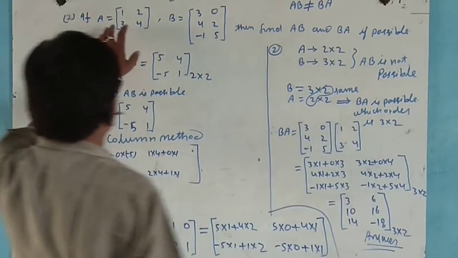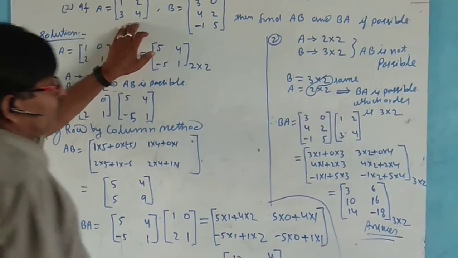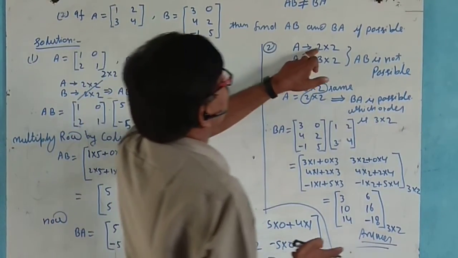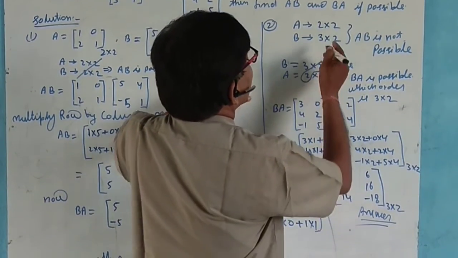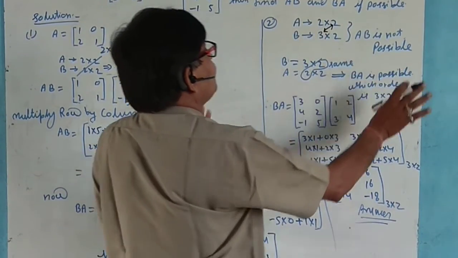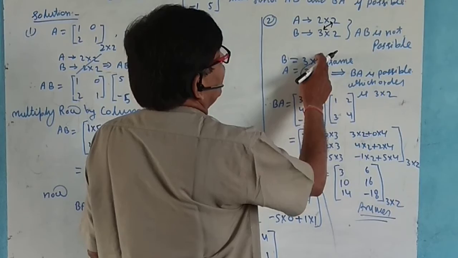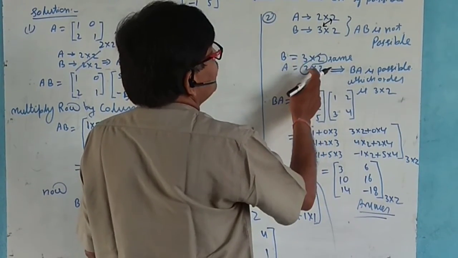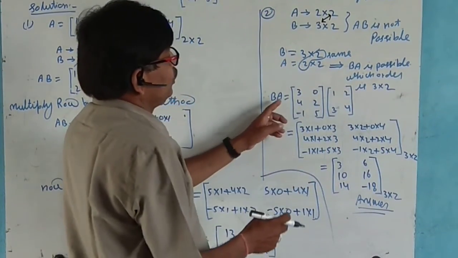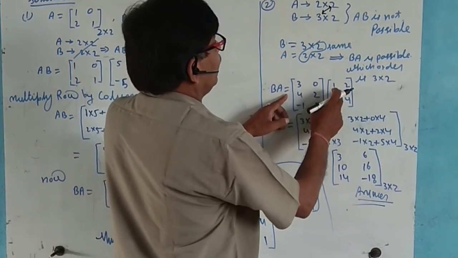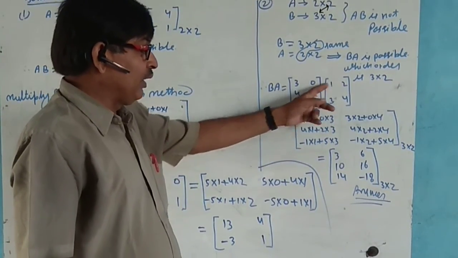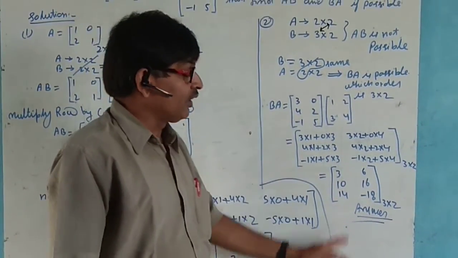Now second: A equals 1 2, 3 4, which is 2 cross 2, and B is 3 cross 2. Since the inner orders are not equal, AB is not possible, but B is 3 cross 2 and A is 2 cross 2, so BA is possible, and its order is 3 cross 2. Now B is here and A is here. Now we apply the row by column method and we get our result.